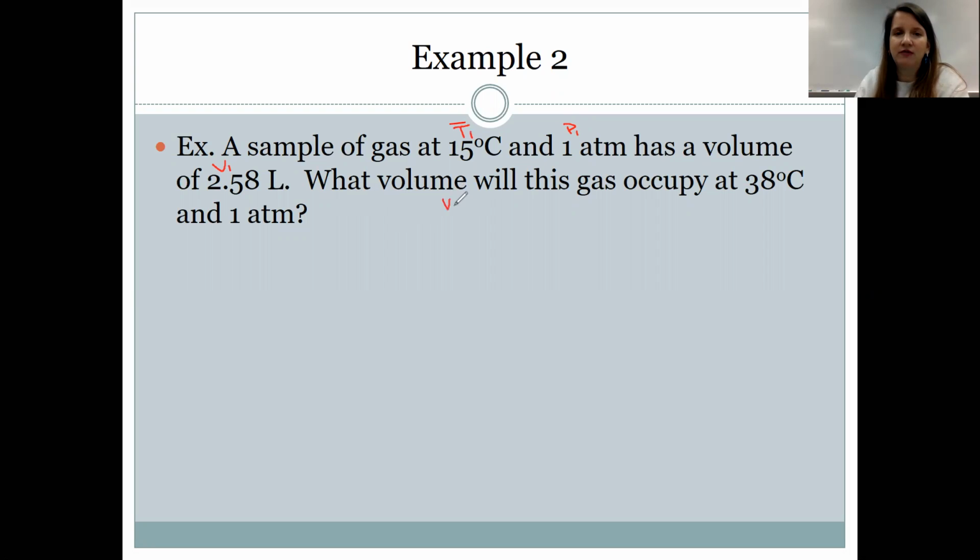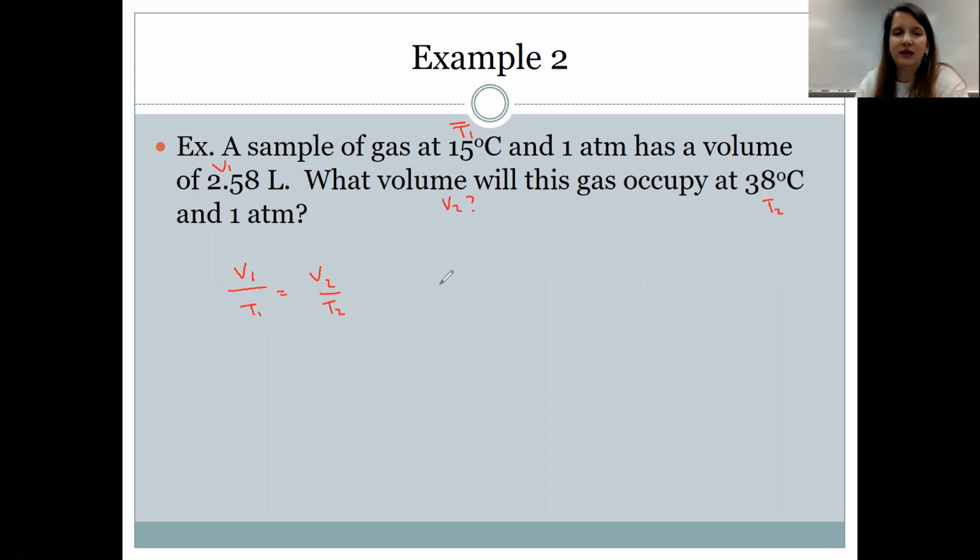What volume, so we're looking for another volume, will this gas occupy at this temperature and 1 atmosphere of pressure? What I notice is that my pressures are the same and the pressure doesn't change, so I don't have to worry about the pressure. I'm just going to be worried about the volume and the temperature. So I look on the back of my periodic table to find the equation that has to do with volume and temperature. It looks like this: V1 over T1 equals V2 over T2.